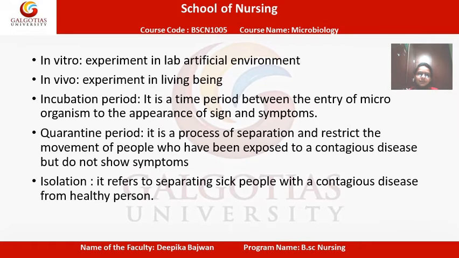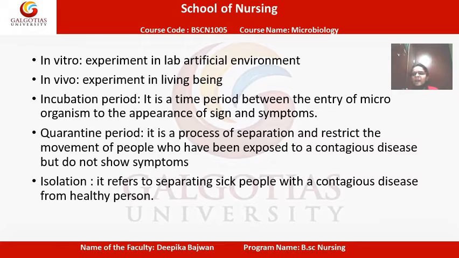Now next we come to terms related to experiments that we do. We have two terms: in vitro and in vivo. In vitro is an experiment done in an artificial environment, like any experiment we do in the lab using some artificial environment. That type of experiment is known as in vitro. And the experiment we do in living beings, like rats, humans, or horses, is known as in vivo.